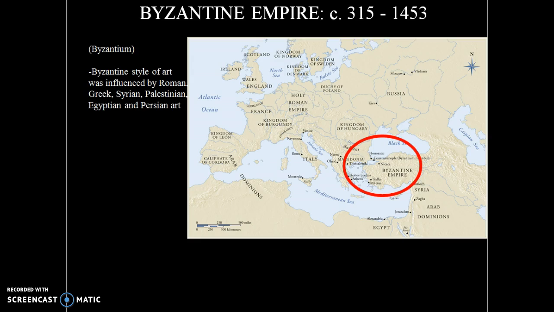Now, the area actually ends up preserving Greek and Roman culture, and it transmits it to the West. Of course, it's going to be changed slightly as well. The people who live in this place at this time think of themselves as Romans, although we don't really look at them like that today.